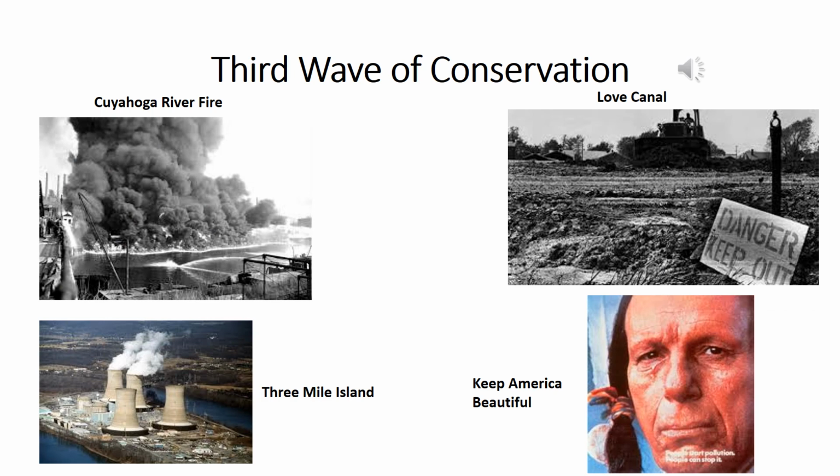Third wave of conservation took place about 40 years ago. The Cuyahoga River in Cleveland caught fire. It took 3 days for them to put it out. There were so many chemicals on the river itself. Three Mile Island, similar to Chernobyl. We almost had a meltdown. We didn't. This is in Pennsylvania. Love Canal, we talked about that during the waste management phase. And there were campaigns to keep America beautiful. These were national campaigns for people to pick up their garbage and not leave it on the side of the road.